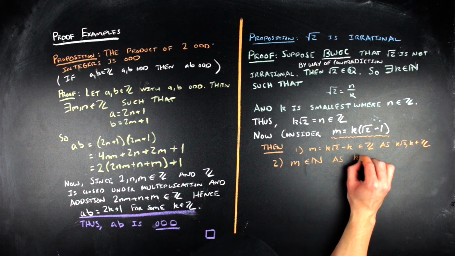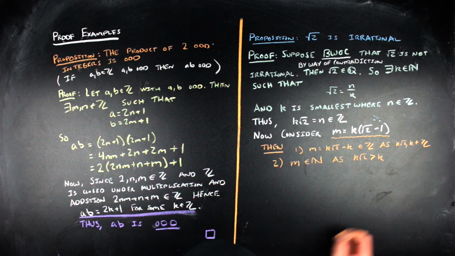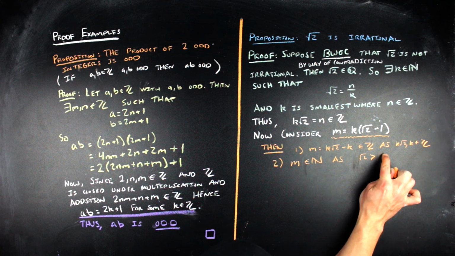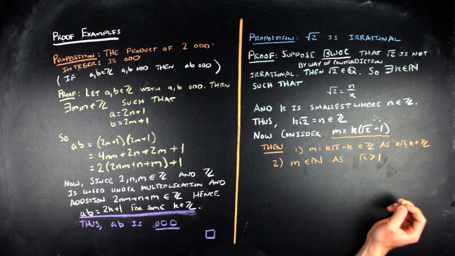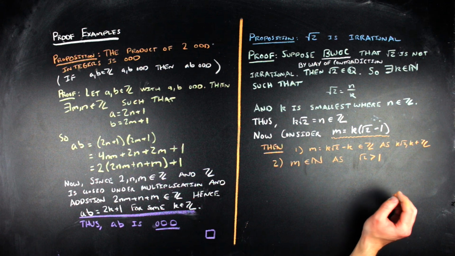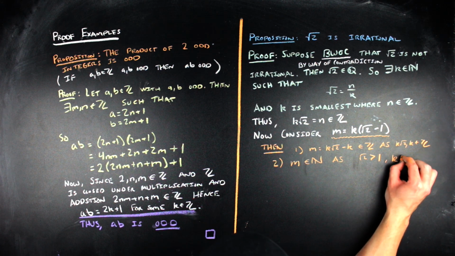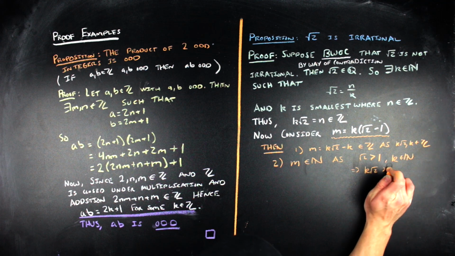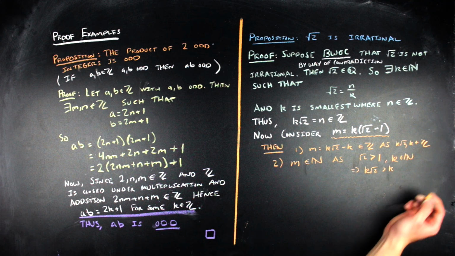Further, m is going to be a natural number, and it's going to be a natural number that is strictly greater than 0. And this is because the square root of 2 is greater than 1, and at the beginning of all of this, we supposed that k was a natural number. So k is also greater than 0. So we have k times the quantity square root of 2 minus 1 is going to be greater than 0, and we already said it was an integer, so integers that are greater than 0 are natural numbers.